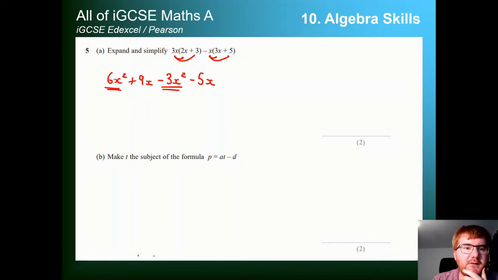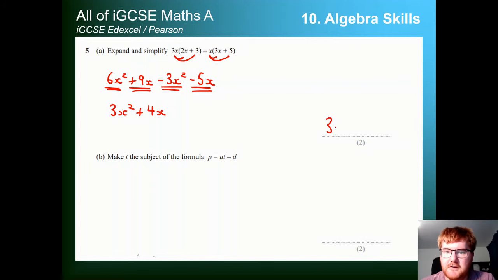So we have 6x squared minus 3x squared. That's 3x squared. Then we have 9x minus 5x. That gives us plus 4x. So we pop that down in the space here.